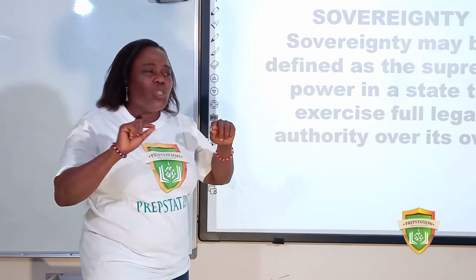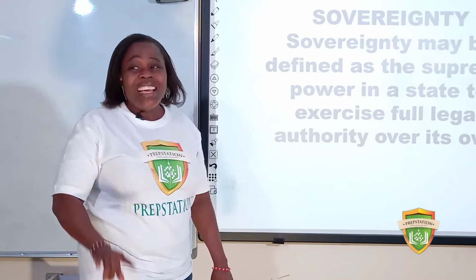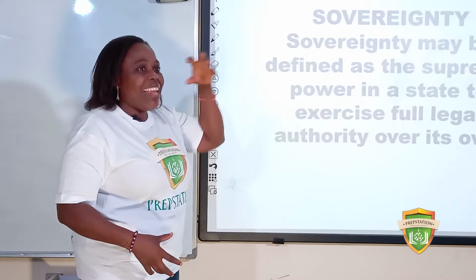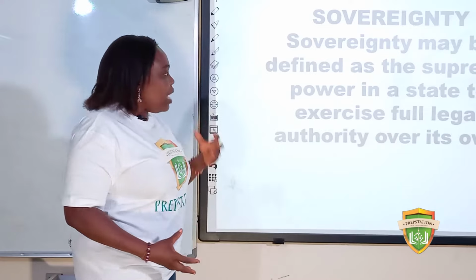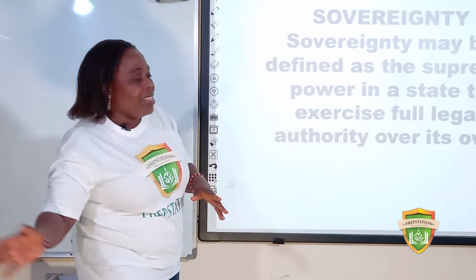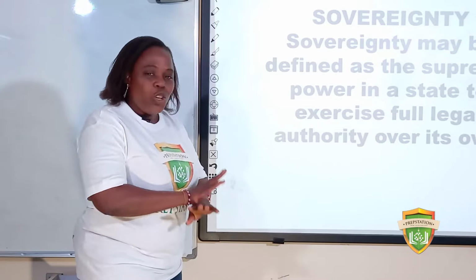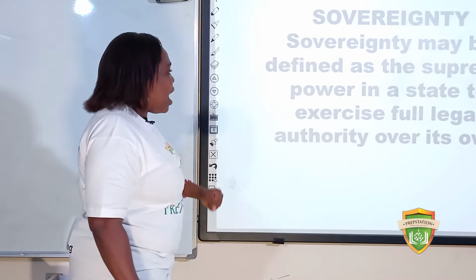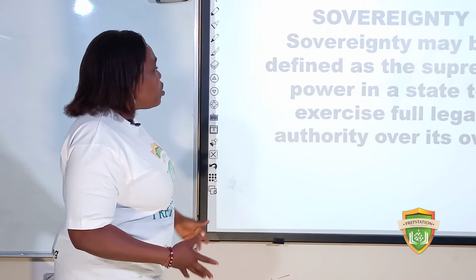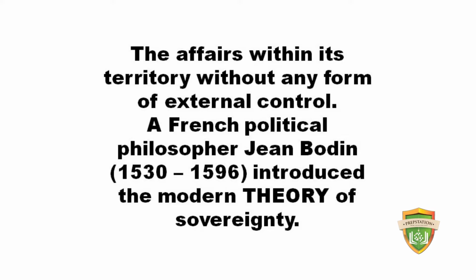Now, when we mention state here, we're not talking about the states in Nigeria. Please don't get me wrong. We're talking about state as a nation. So we're not saying Abia State, Ogun State. No. We're talking about state as a nation. Now, looking at sovereignty here, it means managing the affairs within its territory without any form of external control.